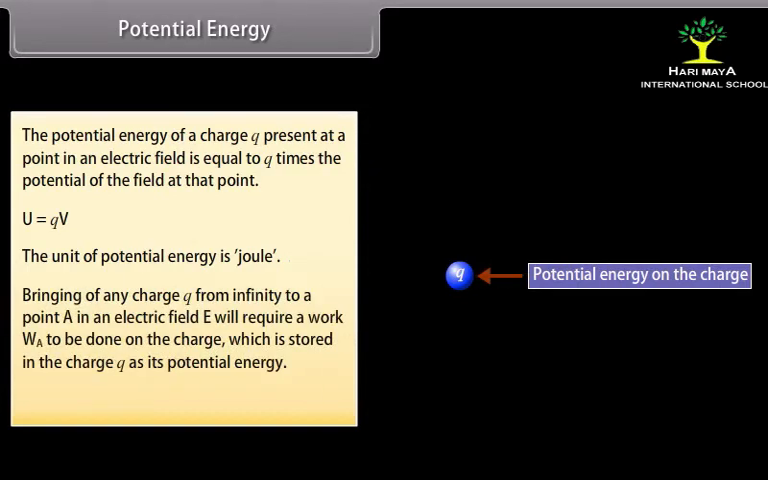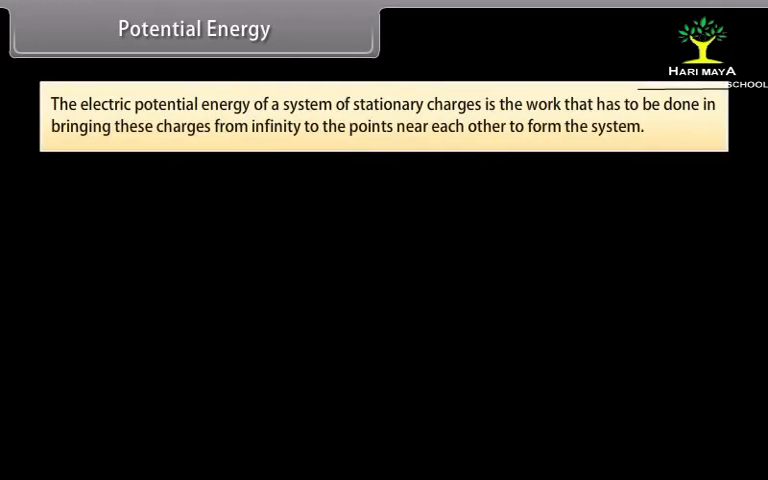Bringing of any charge Q from infinity to a point A in an electric field E will require a work W_A to be done on the charge, which is stored in the charge Q as its potential energy. U_A is equal to QV_A. The electric potential energy of a system of stationary charges is the work that has to be done in bringing these charges from infinity to the points near each other to form the system.